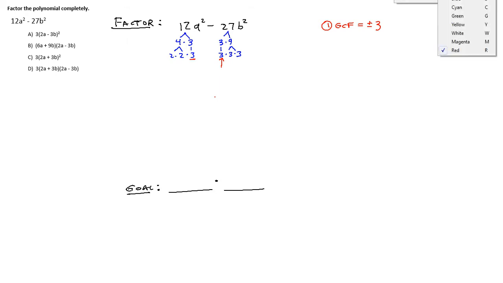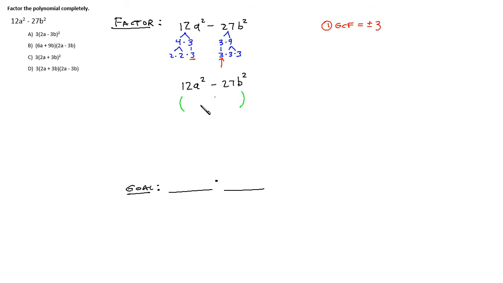So now that we have used some construction underneath our polynomial, let's start with a clean copy. 12a squared minus 27b squared. And we're about to factor out the greatest common factor, so I like to put an empty set of parentheses right underneath our polynomial. It's a binomial, a two-term polynomial, and we're going to need to open up two blanks, one for each term. Here's the GCF.